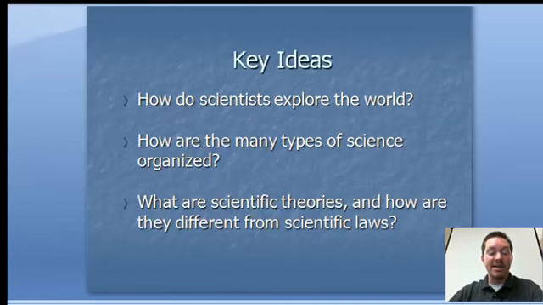We've got some key ideas that we're going to go over and discuss in this first section. So our first is, how do scientists explore the world? Second, how are the many types of science organized? And third, what are scientific theories and how are they different from scientific laws?